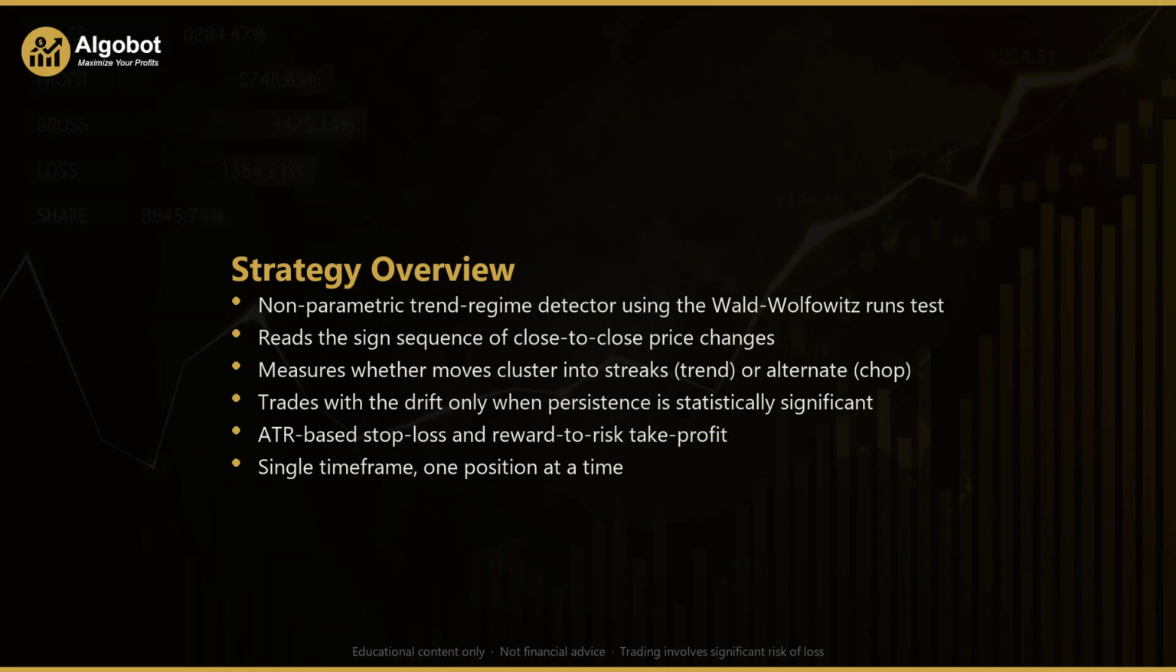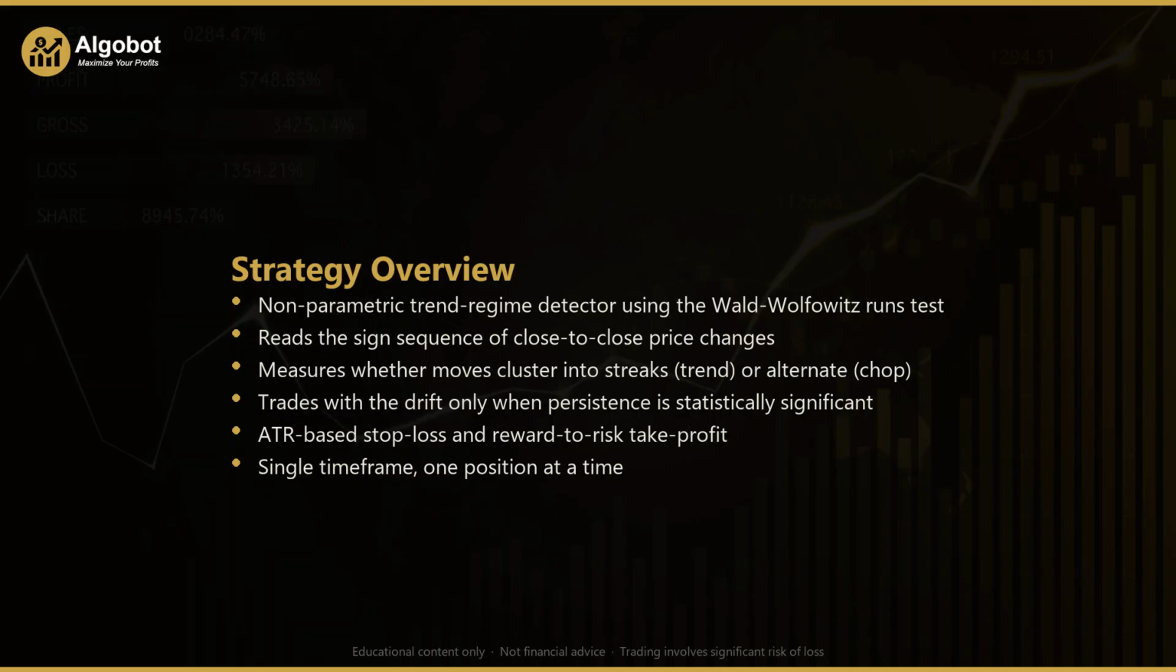At its heart, Alternation Deficit Trend is a trend regime detector. Rather than predicting price directly, it first asks a simpler question. Is the market actually trending right now, or is it just chopping sideways? To answer that, it uses a tool from classical statistics called the Wald-Wolfowitz runs test.